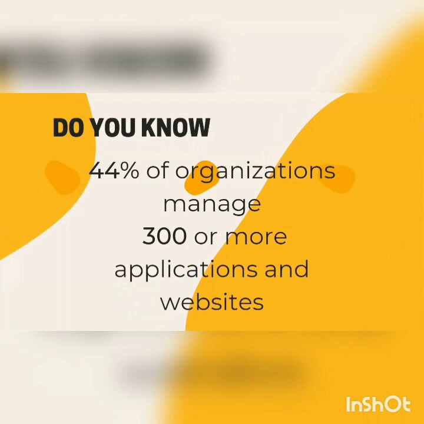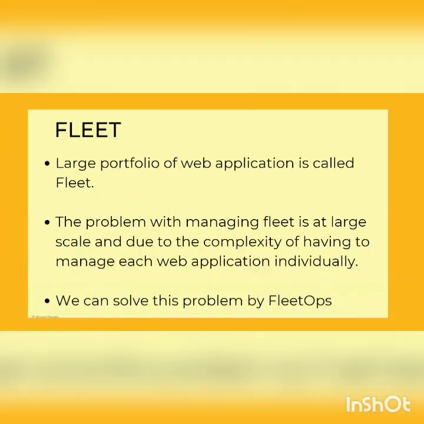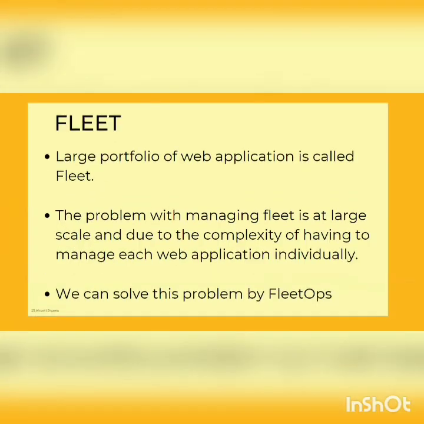Now, 44% of organizations manage 300 or more applications and websites. So it's a fact to be known. Now let's talk about fleet. What is a fleet? A large portfolio of web applications is called a fleet. The problem with managing a fleet is the scale and the complexity of having to manage each web application individually. Now we can solve this problem with the help of fleet ops.